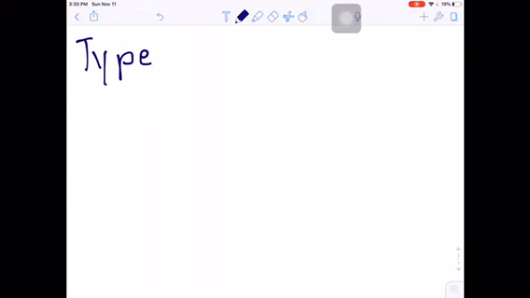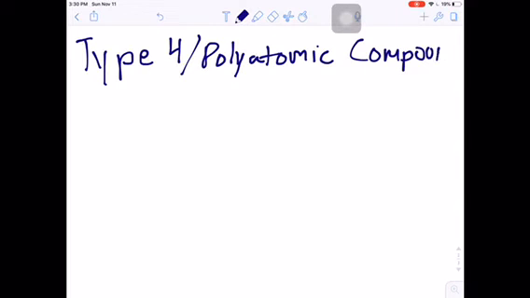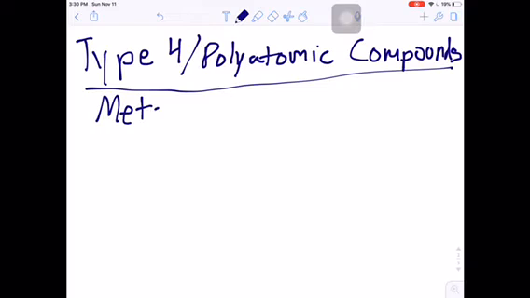Next we will teach you how to name type 4 compounds, also known as type polyatomic compounds. These types of compounds contain metals and polyatomic ions.